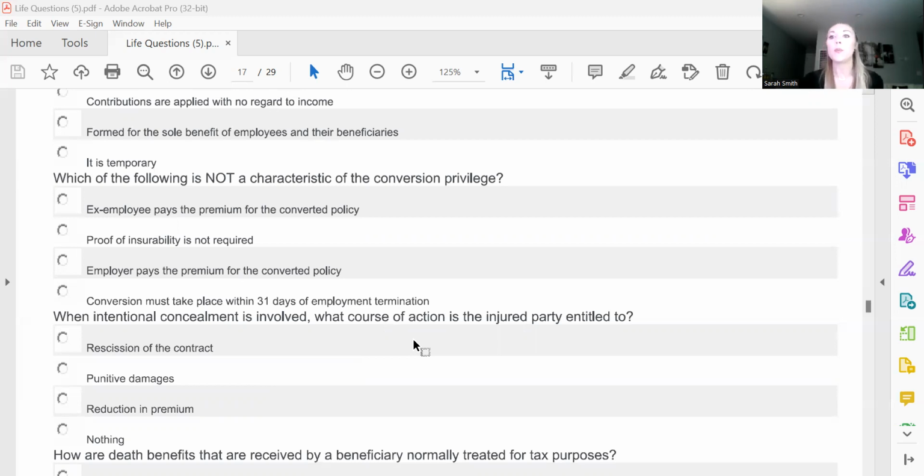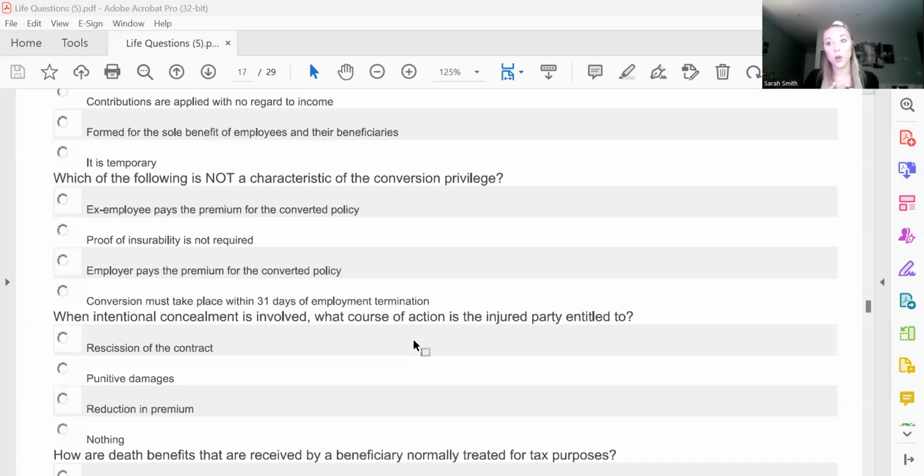If you leave your job or if you are fired from your job and you have life insurance and you choose to convert it into something individual, to go from group to individual, you, as the ex-employee, pay the premium for that converted policy because now it's an individual policy that you get to keep. So you do, A, pay the premium. And B, proof of insurability is not required.